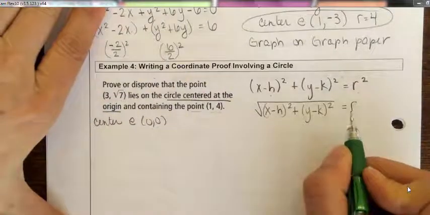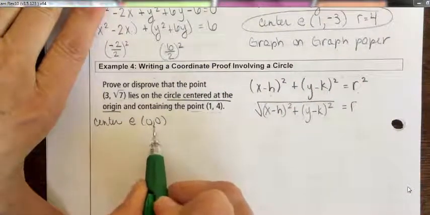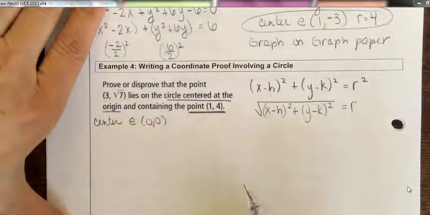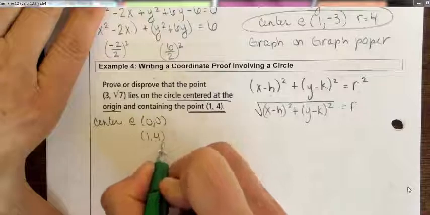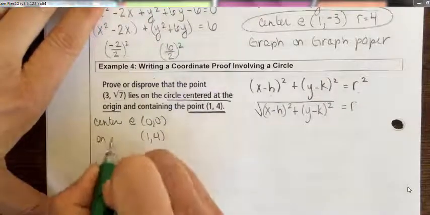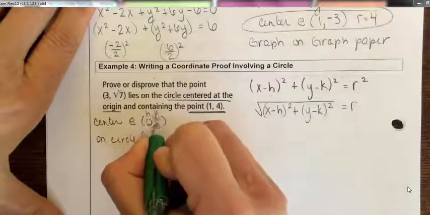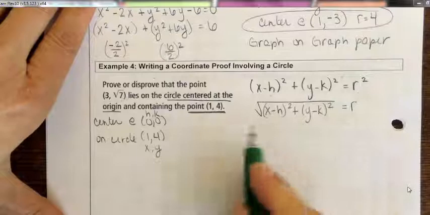And in order to find the radius, we should figure out the distance between that center and the point that's actually on the circle, which is 1, 4. Okay, and this is on the circle. So we can call this h, k, and we'll call this our x and our y. And we'll figure out what our actual radius is.